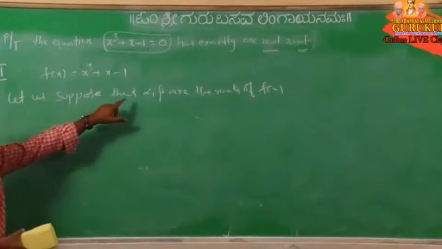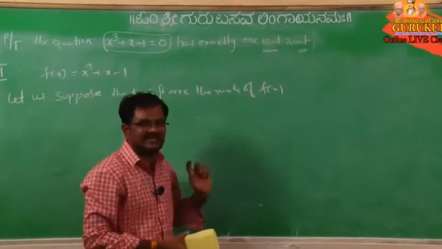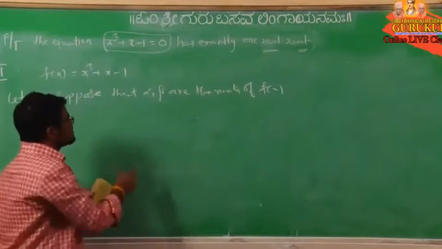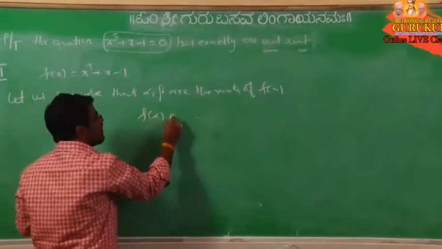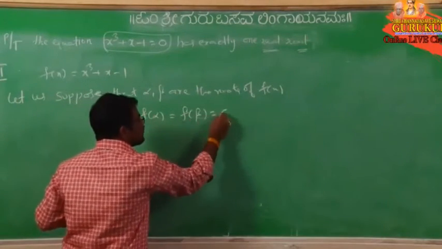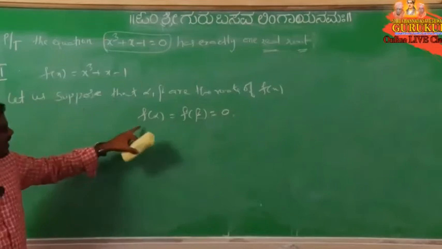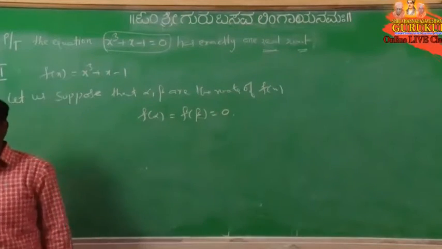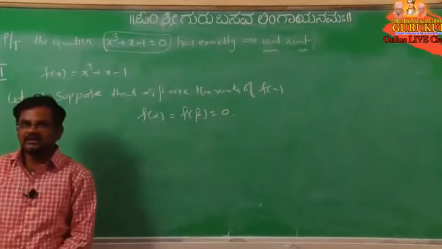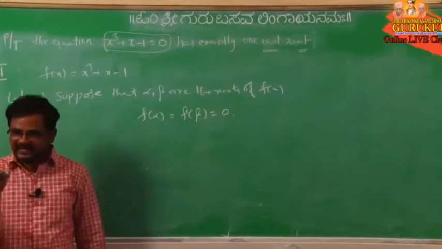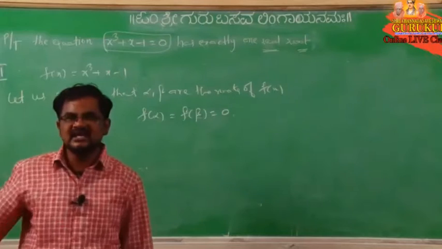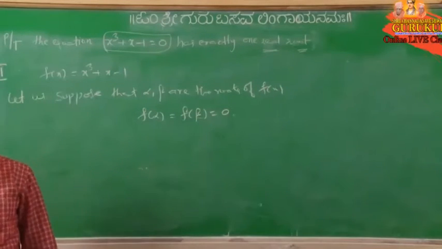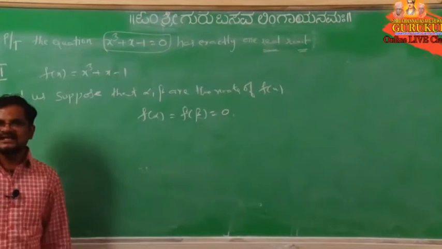Now I am taking alpha, beta as the roots of the given equation. Alpha, beta being roots means f of alpha and f of beta equal 0. So the third condition of Rolle's theorem is satisfied. And the given function is a cubic polynomial, which is continuous and differentiable, because every polynomial function is continuous and differentiable. So the three conditions of Rolle's theorem are satisfied.